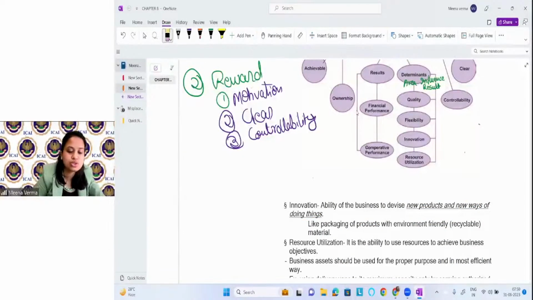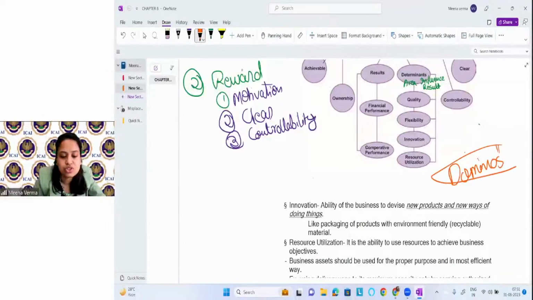You know why Domino's is Domino's? Domino's and Pizza Hut were strong competitors in the Indian market. But Domino's is Domino's just because they worked on the speed of delivery. 30 minutes, nahi to free. You will get your product very soon, right? At your doorstep.